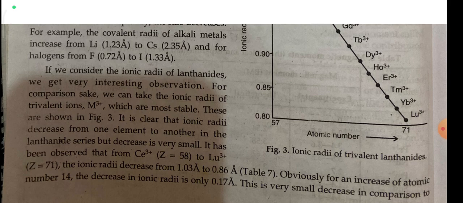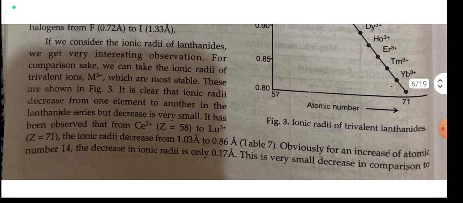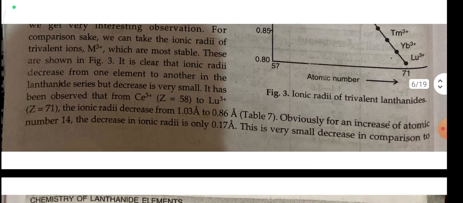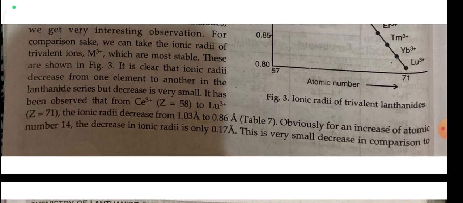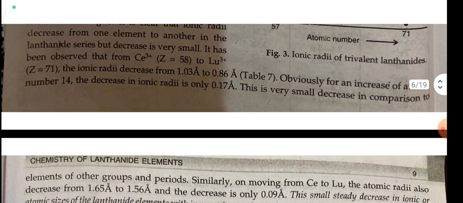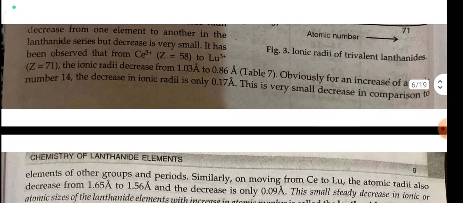For example, the covalent radii of alkali metals increase from lithium to cesium, and for halogens, from fluorine to iodine. If we consider the ionic radii of the lanthanides, we get a very interesting observation. For comparison's sake, we can take the ionic radii of the trivalent ion M 3+, which are most stable. These are shown in figure 3. It is clear that the ionic radii decrease from one element to another in the lanthanide series, but the decrease is very small. It has been observed that from cerium 3+ (Z 58) to lutetium 3+ (Z 71), the ionic radii decrease from 1.03 angstrom to 0.86 angstrom.